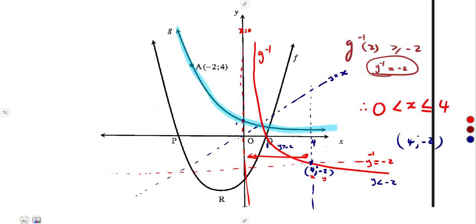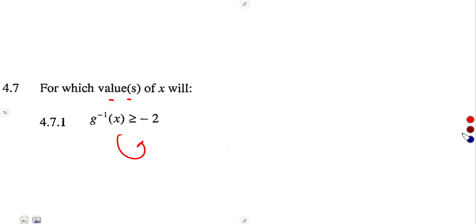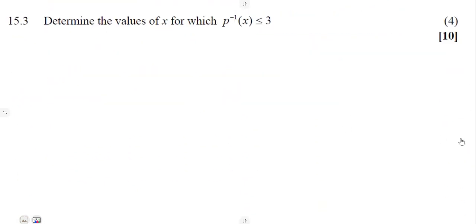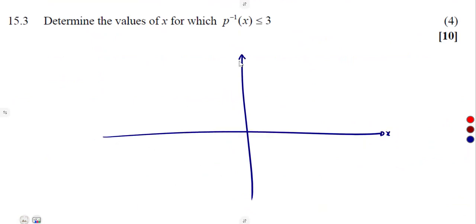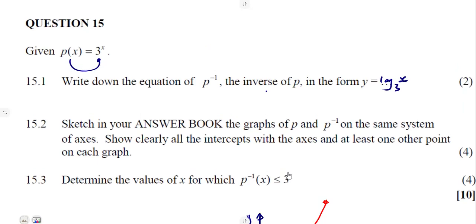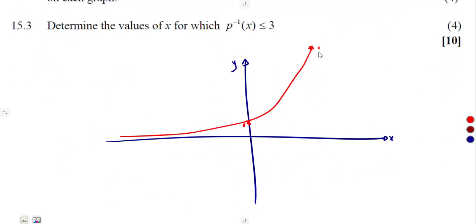I'm just going to put a sketch straightforward, 3 to the exponent of x. So this is what you're going to have: 3 to the exponent of x as an exponential. The x-axis is our asymptote. It's just going to be an increasing function. So this is what we have, where the y-intercept is 1, and the x-axis is our asymptote. This is our exponential function. That's our p in that case.